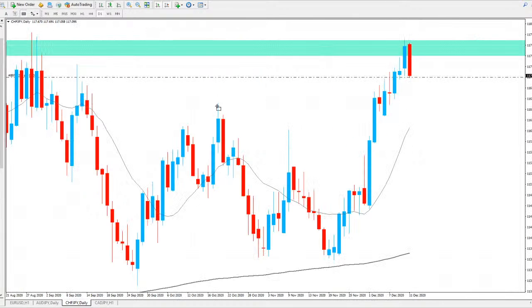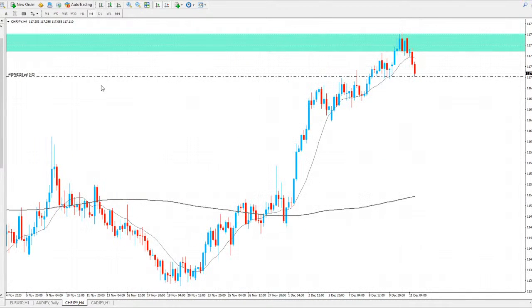Again, we do have previous resistance along here. So that probably will be a really nice target to look for. Previous resistance will be turned support. So looking for a test of that, or potentially you can go a lot further and test this area before we see price continue to the upside there. So that's what I'm looking for for CHF JPY.